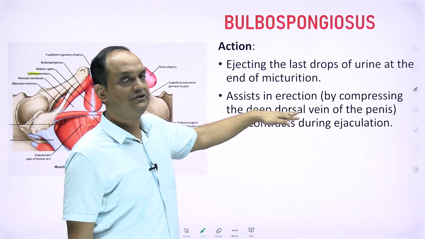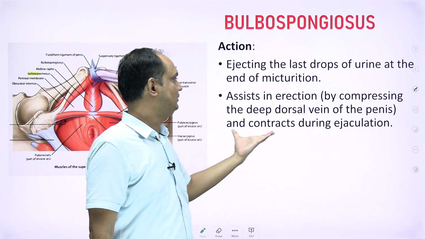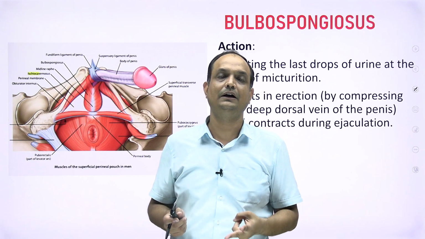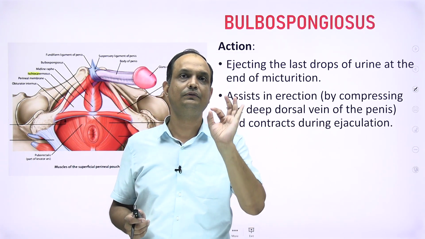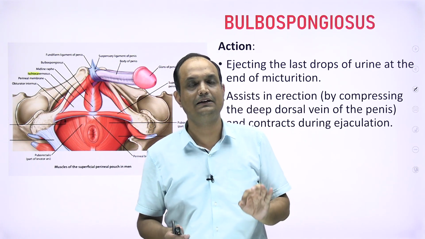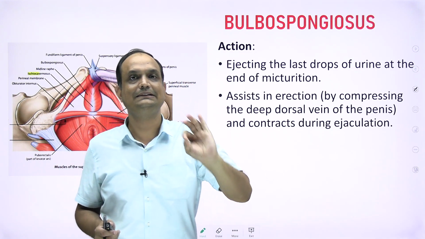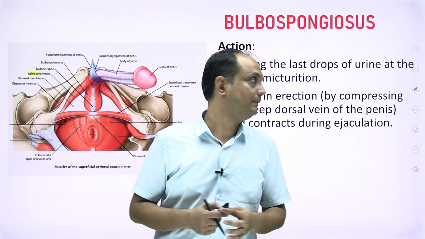It assists in erection by compressing the deep dorsal veins of the penis, and it contracts during ejaculation. So, there are two important functions which you have to understand. The last drop at the end of ejaculation or at the end of micturition comes out by the contraction of this muscle, and the second thing is that this muscle is also helpful in erection.